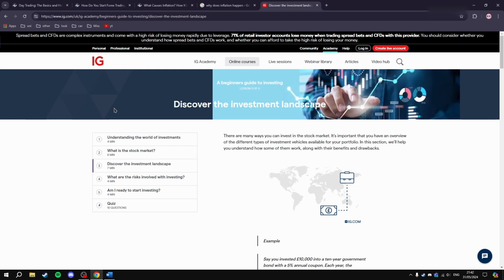There are many ways you can invest in the stock market. It's important that you have an overview of the different types of investment vehicles available for your portfolio. In this section, we'll help you understand how some of them work, along with their benefits and drawbacks.